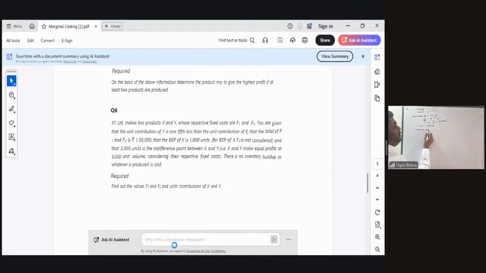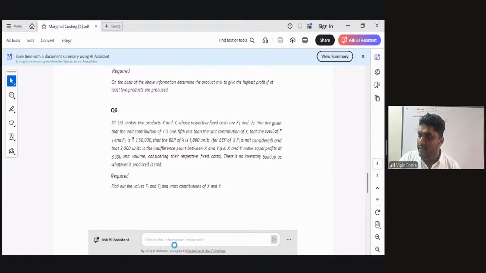Break-even point of product X is how much? 1,800 units. For the break-even point of X, F2 is not considered. Anyways, we will not consider it.